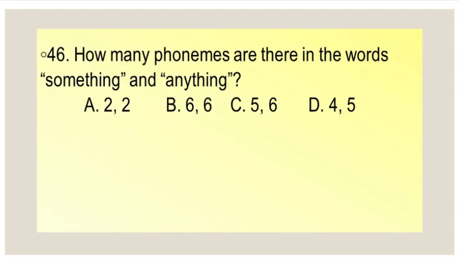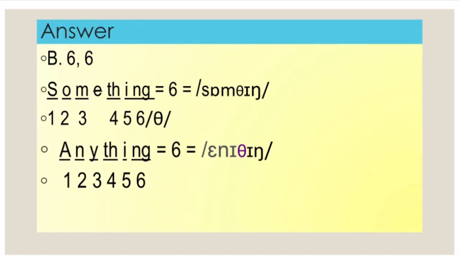46. How many phonemes are there in the words something and anything? Something. You see the transcription of something? You count the phonemes. There are 6, correct? Anything also. See the transcription. Count the phonemes. There are also 6. So our answer is letter B, 6 and 6.